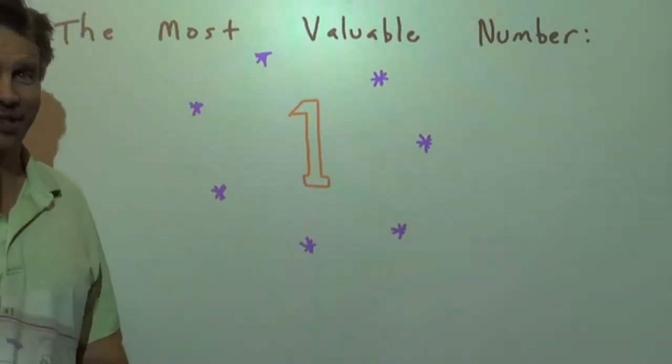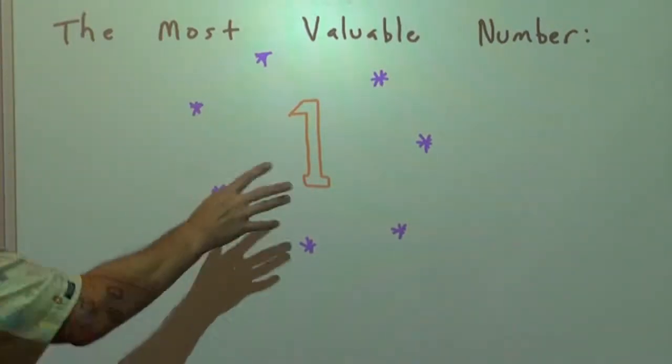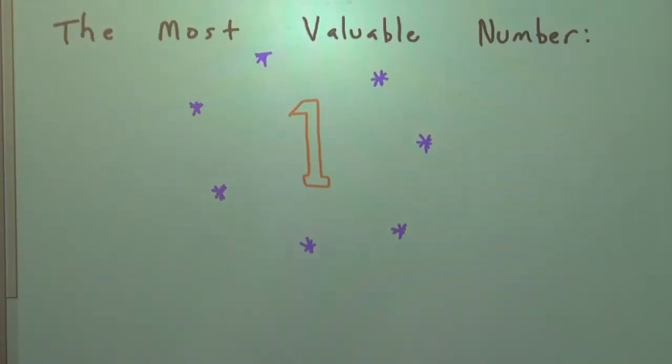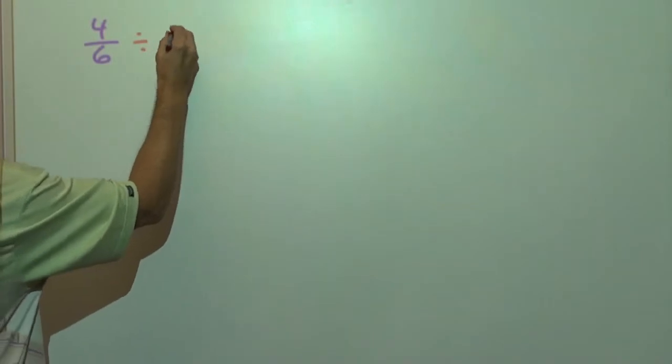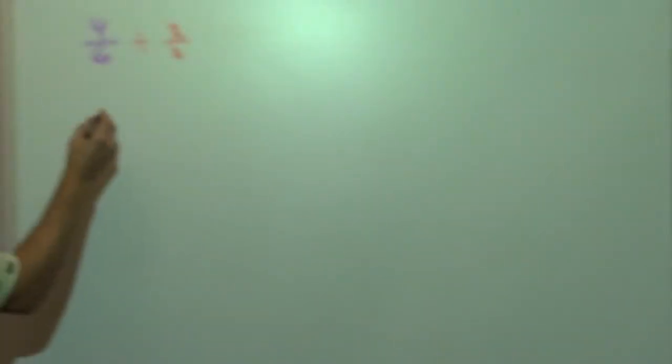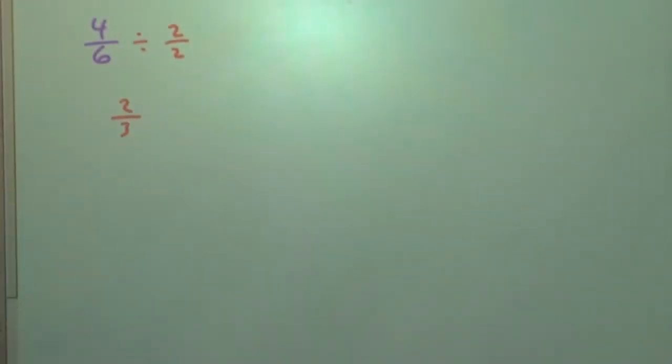Unit conversions from a standpoint of understanding. Here we go. The most valuable number in all the world is no doubt the number 1. When you're trying to simplify a fraction, you're simply dividing by the number 1 so that you end up with 2/3 as your final answer.